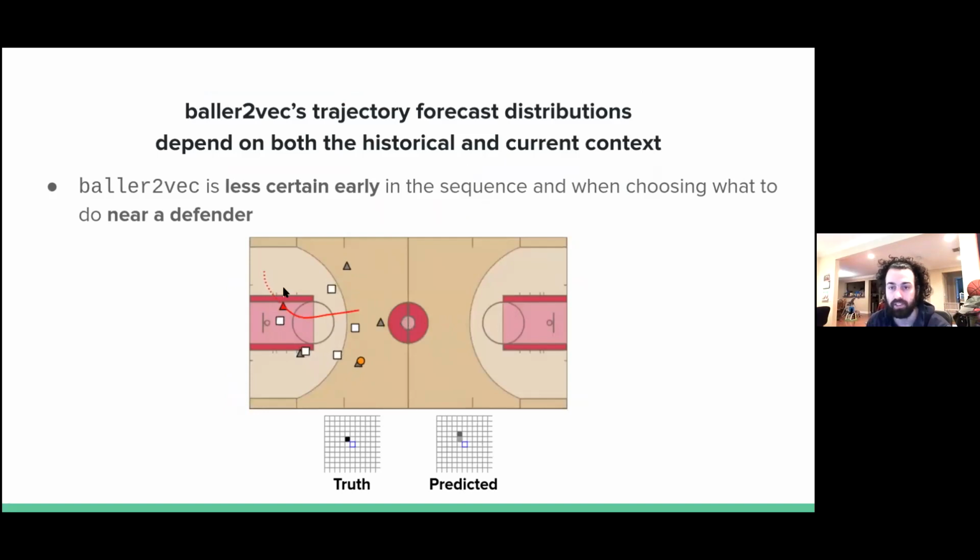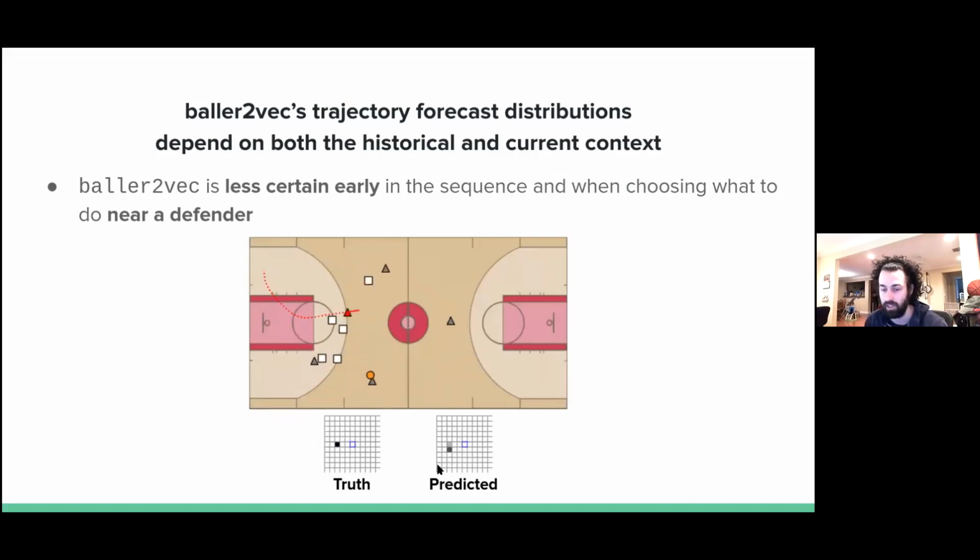trajectory forecast distributions vary, because it doesn't have as much historical information, it's less certain, especially when it comes to decision points, for example, when a defender gets close to it. And so what you can see in this sequence is on the left-hand side here, we have the ground truth trajectory at each time step. And then on the right-hand side, we have the predicted trajectory distribution by baller2vec.